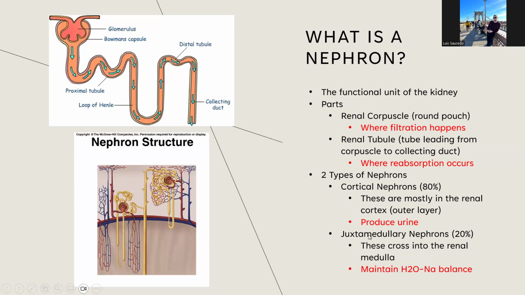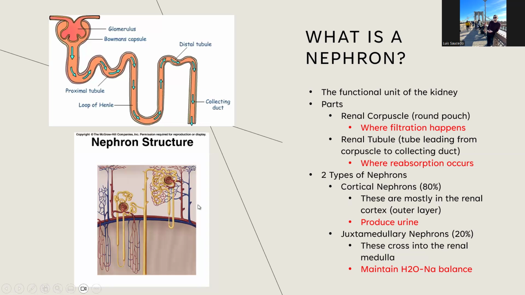And then the juxtamedullary nephrons, that makes up about 20% of our nephrons. Here on the left, you see how this loop of Henle goes much deeper into the medulla. The reason for that is that this helps us maintain our sodium to water balance. Again, the majority of our nephrons are there to produce urine, remove waste. The 20% of the nephrons, they'll still do some of these functions, but primarily they're there to maintain the water sodium balance in our body.